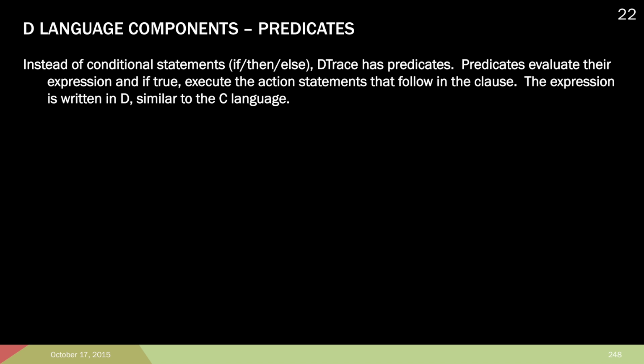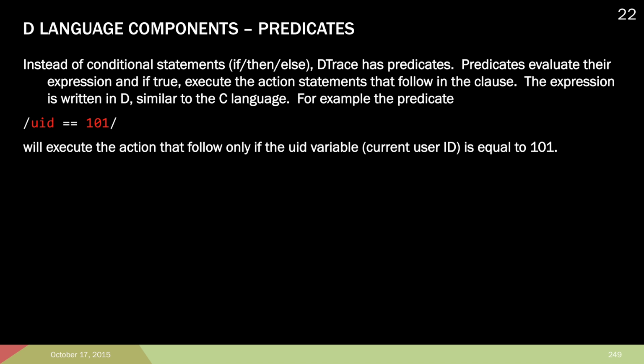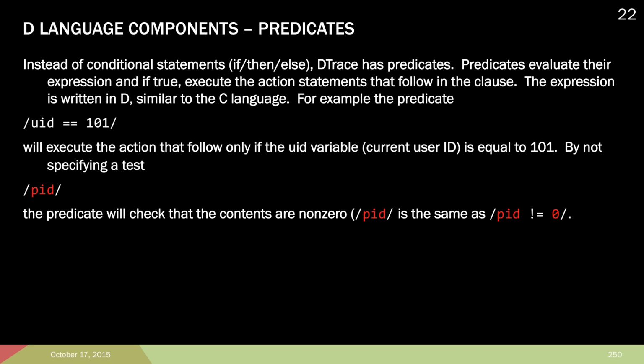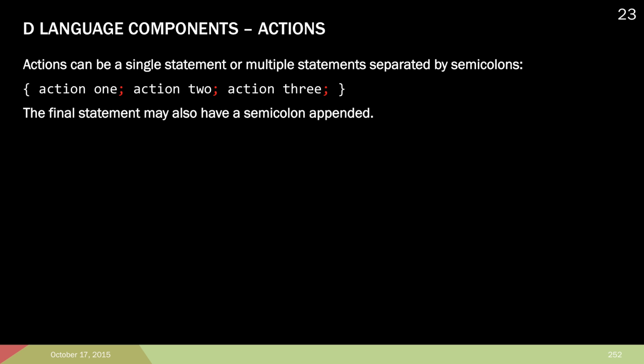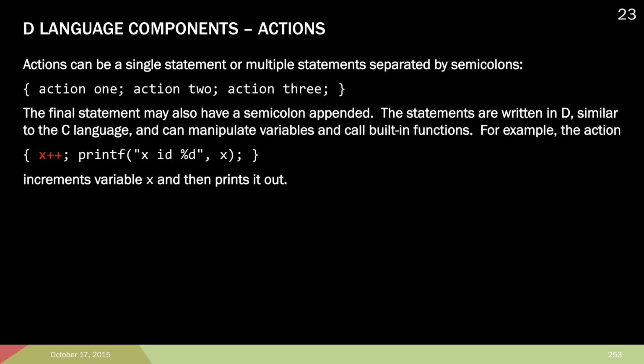Instead of if statements, DTrace has predicates. When the uid variable equals 101, the clause following it would execute. Writing pid by itself in a predicate is the same thing as writing pid not equal to 0. Predicates can contain Boolean operators. Clauses contain one or more actions or statements, which must end with a semicolon. DTrace ignores whitespace. Statements can manipulate variables and call built-in functions.